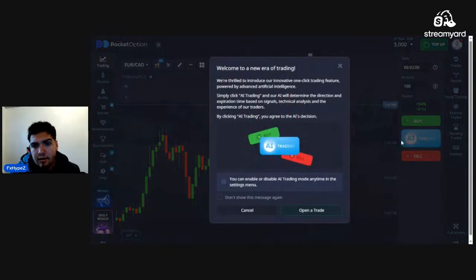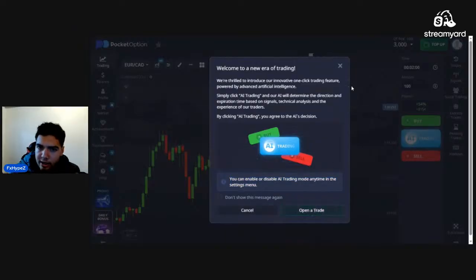And if we go ahead and click on AI trading here, we obviously get this message saying, welcome to a new era of trading. We are thrilled to introduce our innovative one-click trading feature powered by advanced artificial intelligence. Simply click AI trading and our AI will determine the direction and the expiration time based on signals, technical analysis, and the experience of our traders. By clicking AI trading, you agree to the AI's decision. You can enable or disable AI trading mode at any time in the settings menu. And then obviously we have cancel and open a trade here.